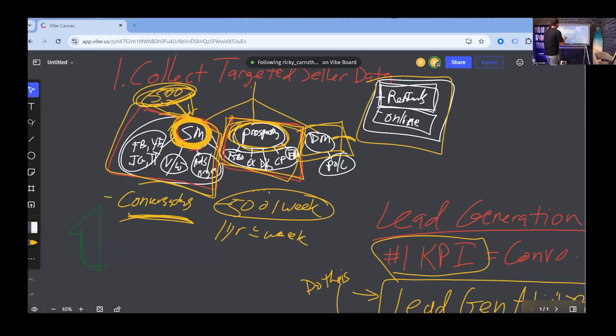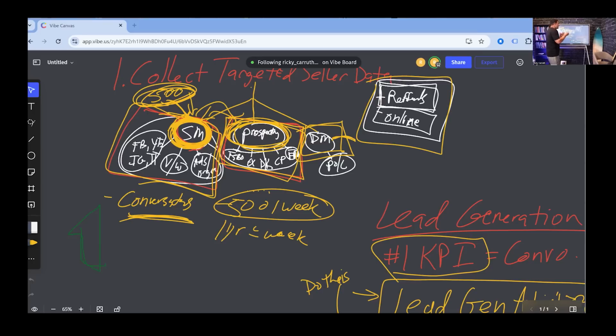Think about it. If you do social media to the point that everybody knows who you are, and then you're prospecting them, and they already know who you are before they even answer the phone, and you say, "Hey, it's Ricky Carruth over here, whatever real estate company," they're like, "Oh, hey, I see you on social media." How powerful is that? Use them together. Don't even use one or the other.